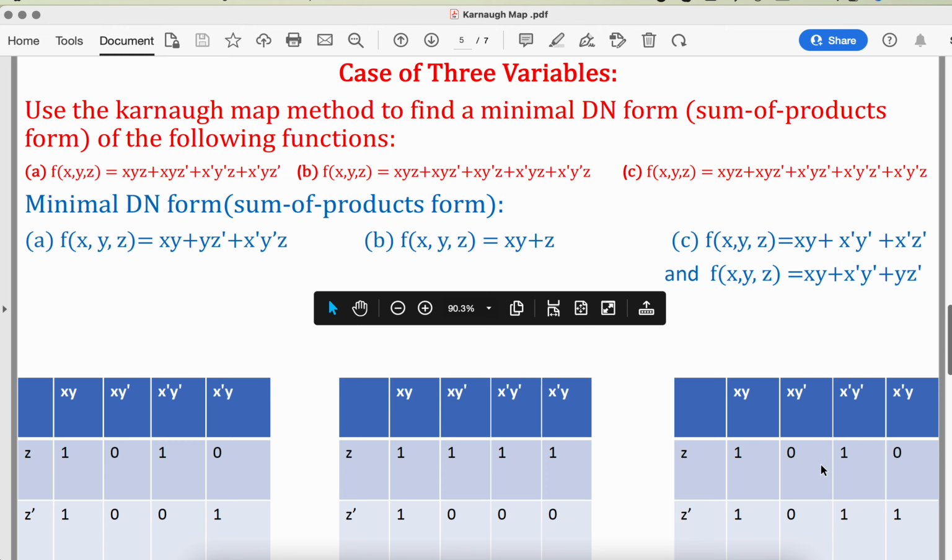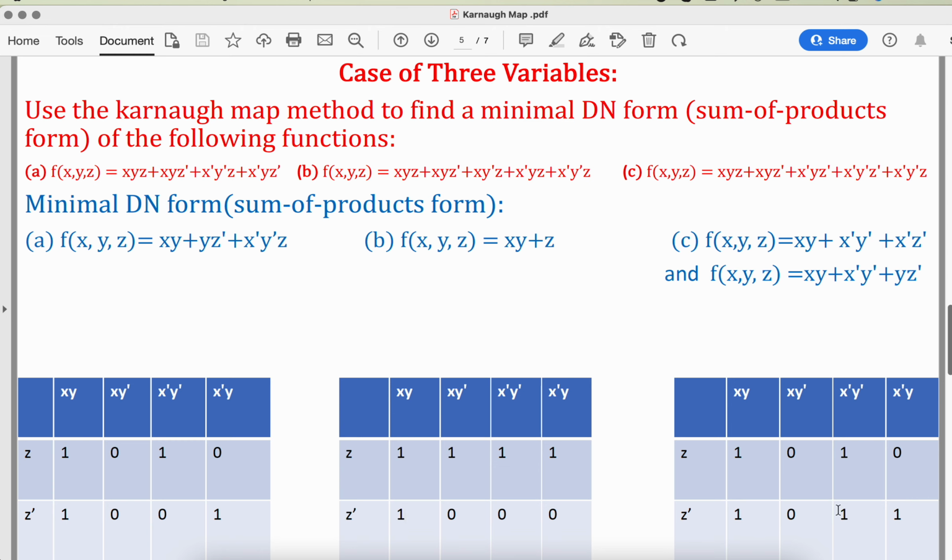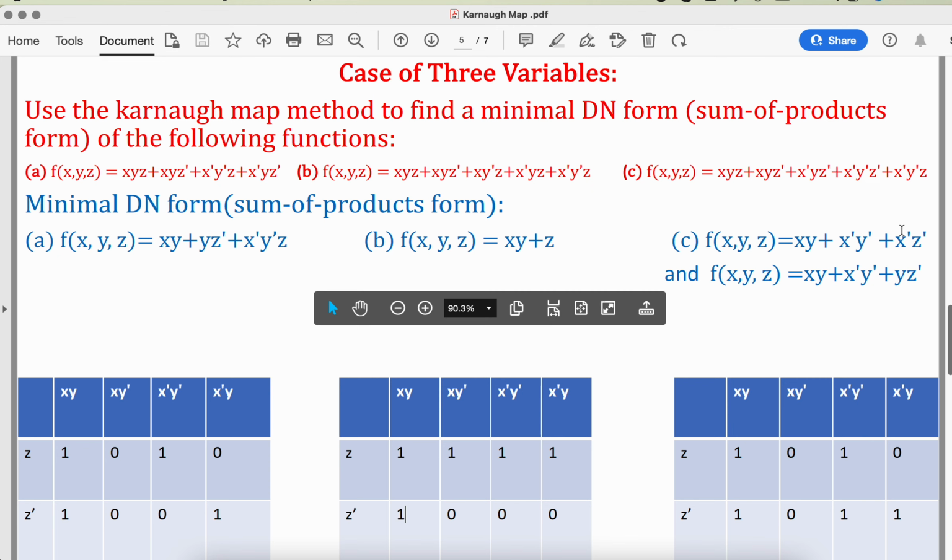And another is this rectangle. In this rectangle we have y and y dash in complemented and uncomplemented form, so we have only x dash on this side, and here we have z dash. So this horizontal rectangle gave us x dash and z dash. We don't consider y because it is in complemented and uncomplemented form, so we remove it. So it is x dash z dash. So this is xy, x dash y dash, and x dash z dash.